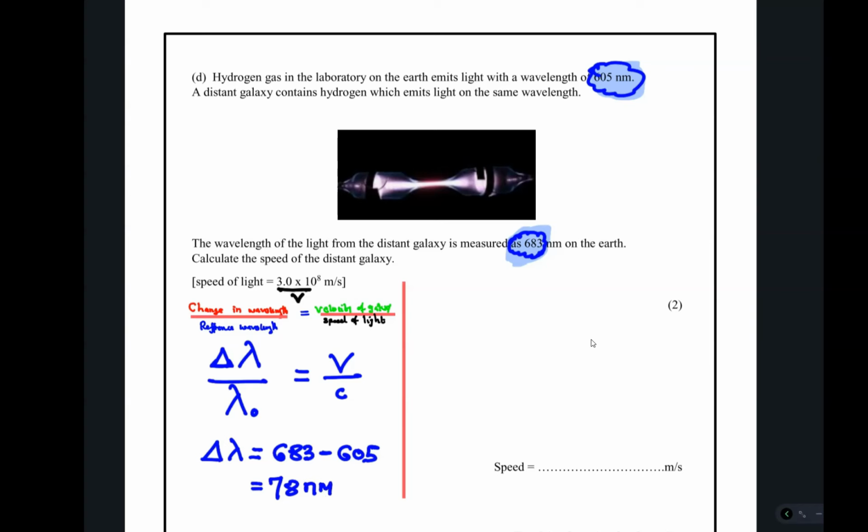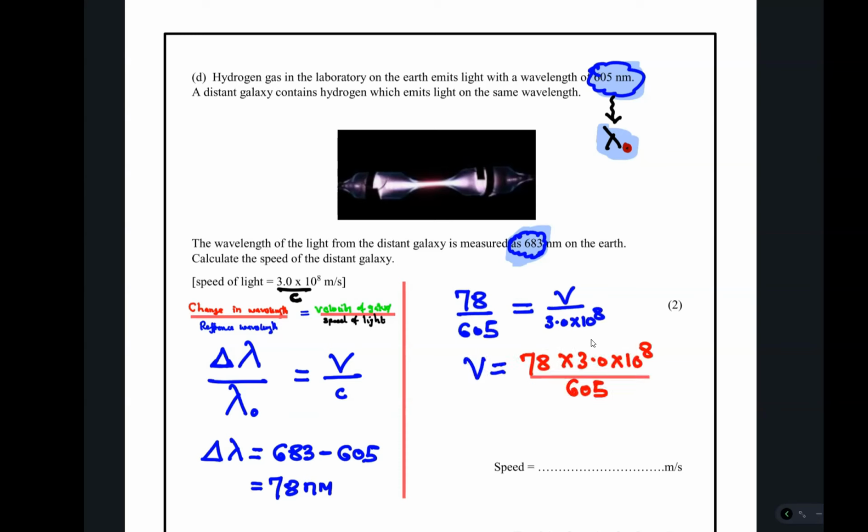Now, once we have that, we can substitute into the formula. This is the reference wavelength, which is lambda naught, and we have the formula, and then we substitute. So the speed of the galaxy is going to be 3.87 times 10 raised to power 7 meter per second as the speed of the galaxy.